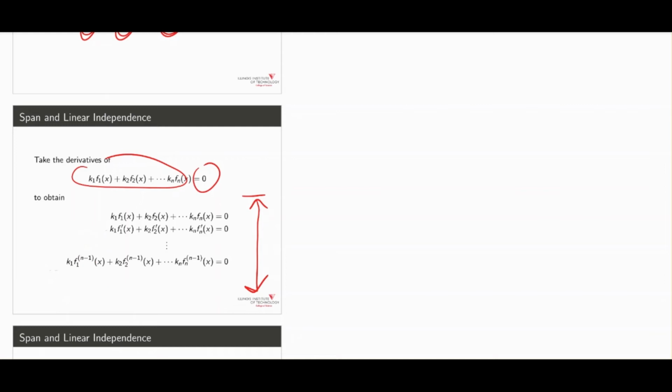The reason why we're doing that is that now we have n equations. So this is equation 0, this is equation 1, all the way to equation n-1. So you have n equations, and we'll also have n unknowns: k1, k2, all the way to kn. We have n equations and n unknowns.